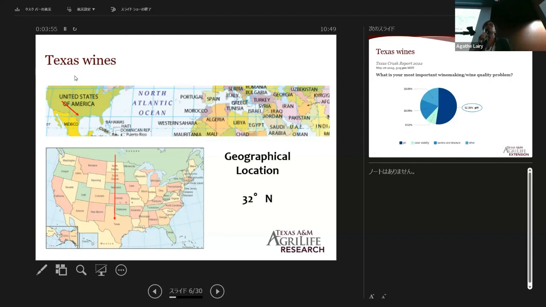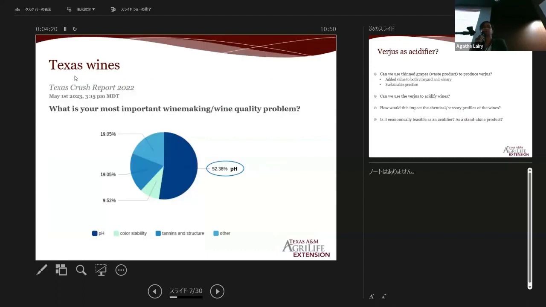It's hot in Texas. The weather is very warm. The nights don't get very cool. For that reason, we have issues with acidity. Malic acid gets metabolized because of the heat. So we have low acidity in our grapes coming in. Low acidity means high pH. High pH means a lot of possible issues: microbiological instability issues, color issues, tannin issues. So pH is a big problem in Texas.